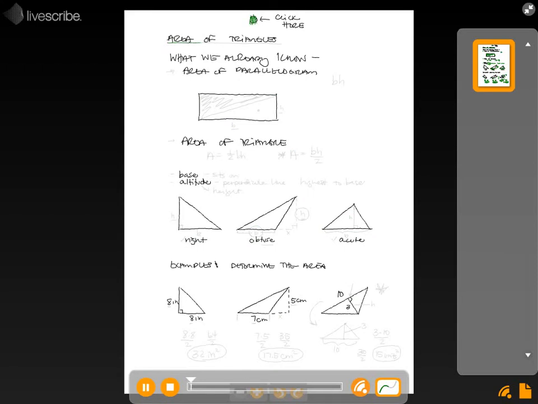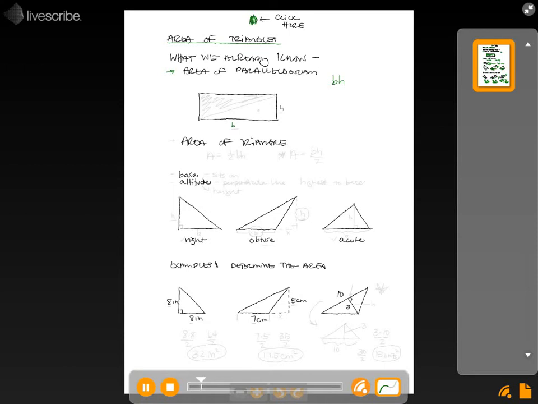Alright, this is a quick video on the area of triangles, and we're going to use what we already know about the area of parallelograms in order to figure out the formula for the area of a triangle. So we're going to start, like I said, with what we know, the area for a parallelogram, which is base times height. And if we have our parallelogram here, we have a rectangle, we have our base and our height.